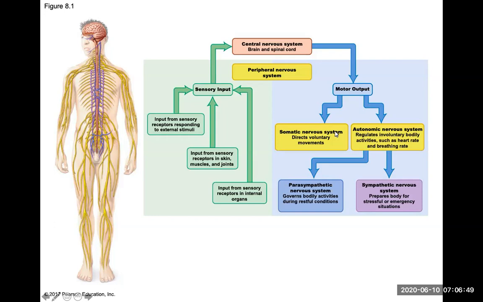Somatic just means it's voluntary. And autonomic means it happens automatically, so involuntary body activities such as heart rate and breathing. And your autonomic nervous system, we divide into a parasympathetic and sympathetic nervous system. Your parasympathetic has all the rest and digest activities that govern bodily activities during restful conditions. And your sympathetic nervous system, fight or flight, prepares the body for stressful or emergency situations.